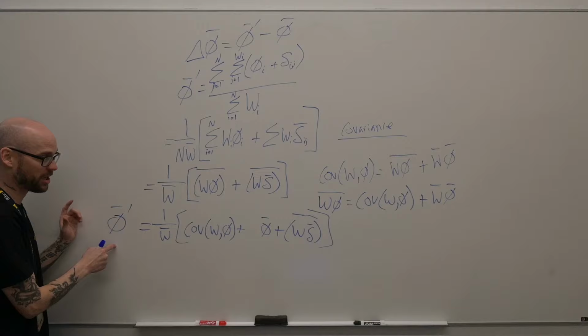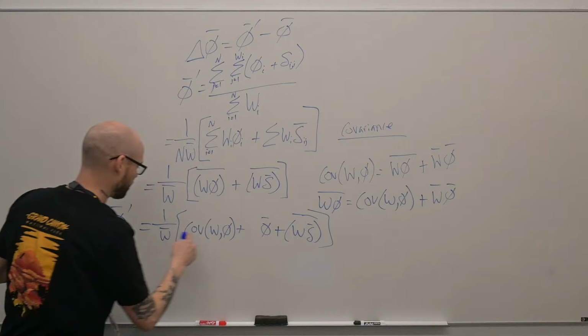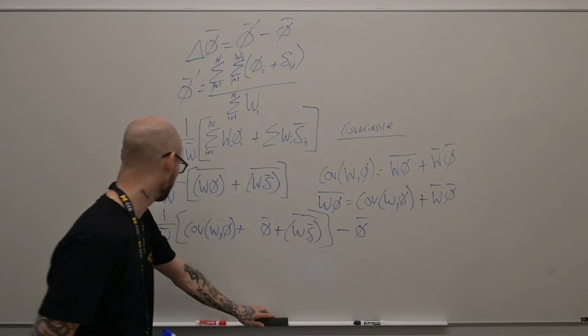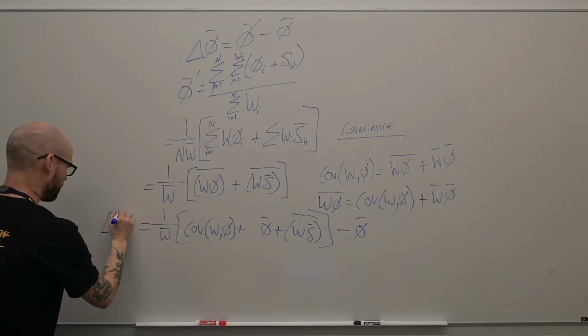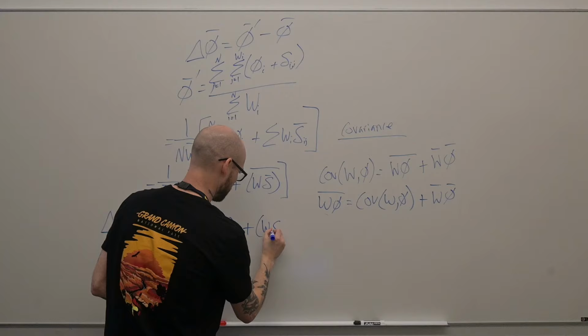All we need to do then is subtract this value from the other side, right? So if we subtract this out, so we subtract that from that side, then we do the same thing here. We subtract it from this side, and then we can rewrite this as simply delta bar. We're going to get rid of this, rewrite this here, plus W delta bar, like that.